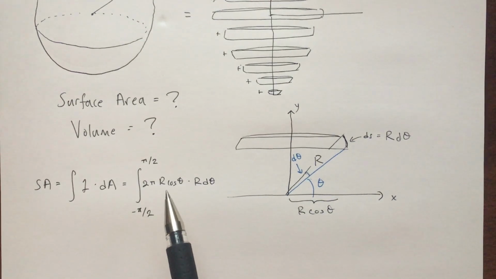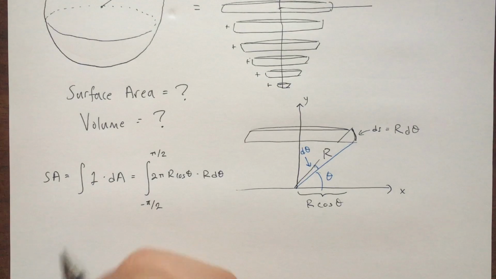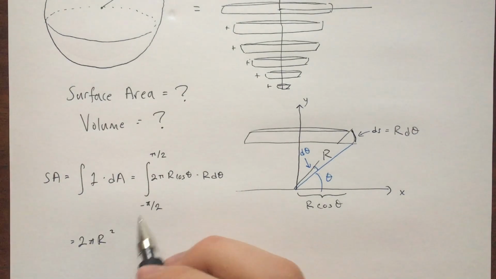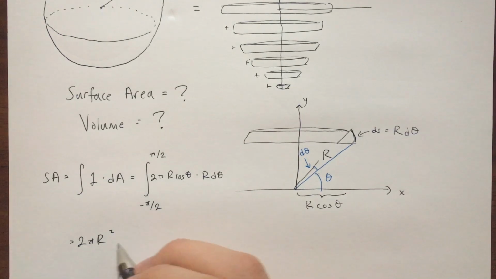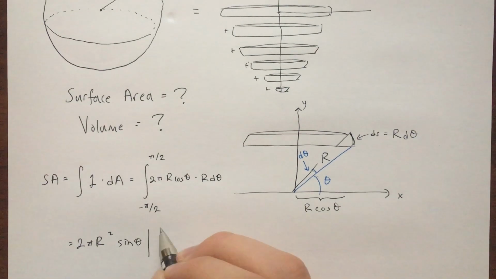So now all that's left to do is just integrate this. We can factor out 2 pi r squared, and we're left with the integral of cosine. And as we all know, that's just sine theta.